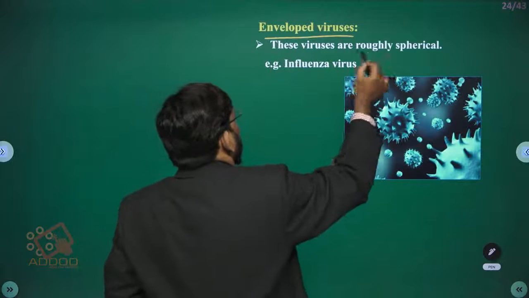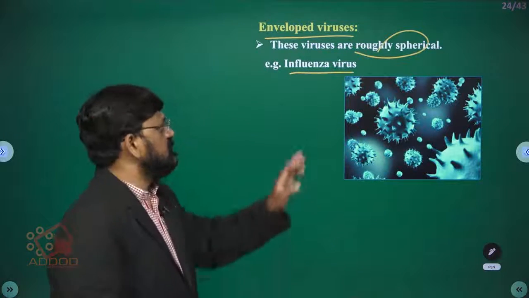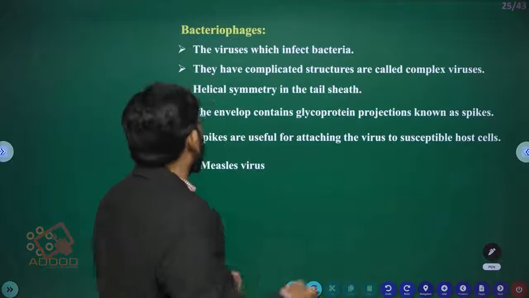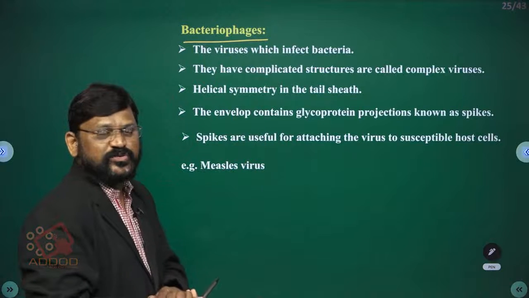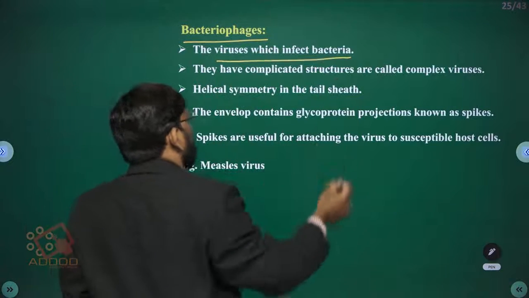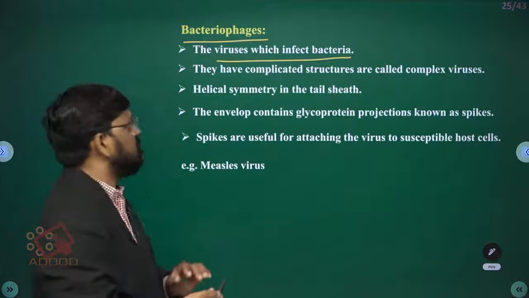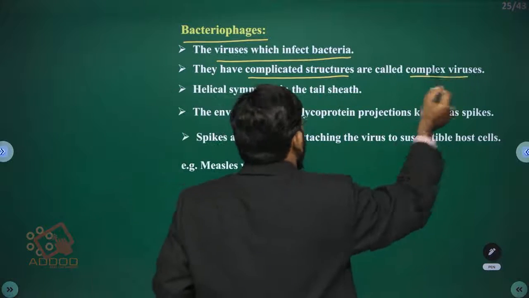Enveloped viruses are roughly spherical. A very good example of an enveloped virus is the influenza virus. Next, bacteriophages. Let us study bacteriophages to understand viruses well. What are bacteriophages? The viruses which infect bacteria are called bacteriophages, and they have complicated structures. That's why they are called complex viruses.